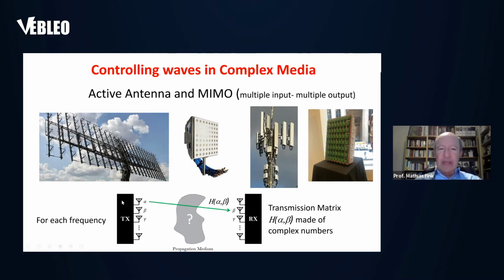It tells you that if you have all your transmitting antennas, alpha, beta, gamma, and you go through a complex medium, if you have many receivers like your smartphone, you can define at each frequency the multiple input, multiple output transmission matrix, which is a matrix made of complex numbers that depend on the amplitude and phase that you have through this complex medium for each couple: alpha, the transmitting antenna, and beta, the receiving antenna.